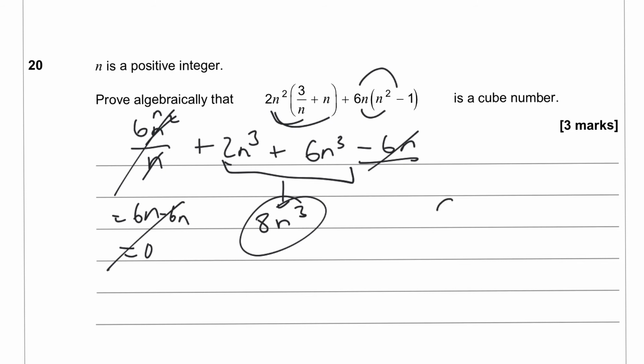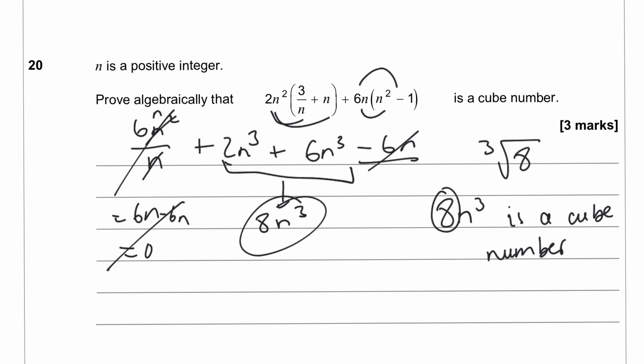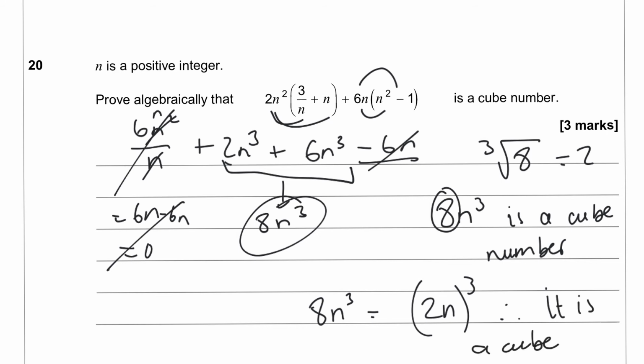Because we are left with 8n cubed, 8n cubed is a cube number. Why can we say that? Because if we work out the cube root of 8 in your calculator, you get 2. So essentially, 8n cubed is the same as saying (2n) cubed. Therefore, it is a cube number.